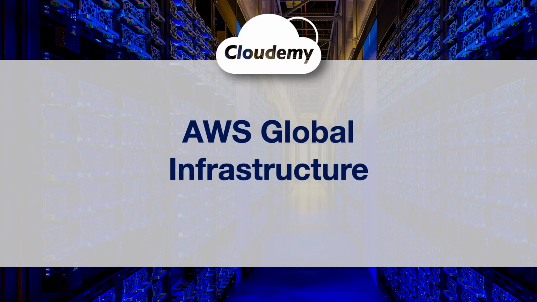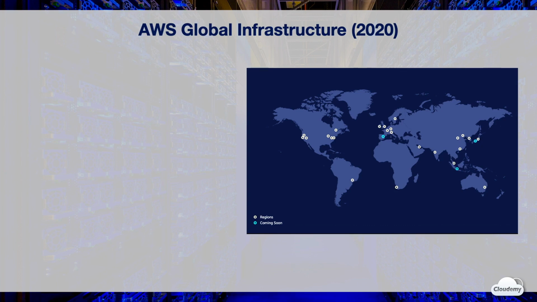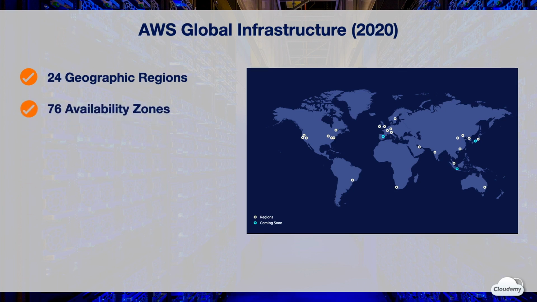In this episode, we're going to look at AWS Global Infrastructure at a high level. So up to 2020, AWS has launched 24 geographic regions. Each region has 2 or more availability zones or AZs. That gives 76 AZs around the world. AWS also announced its plan to launch 3 new regions and 9 new AZs.